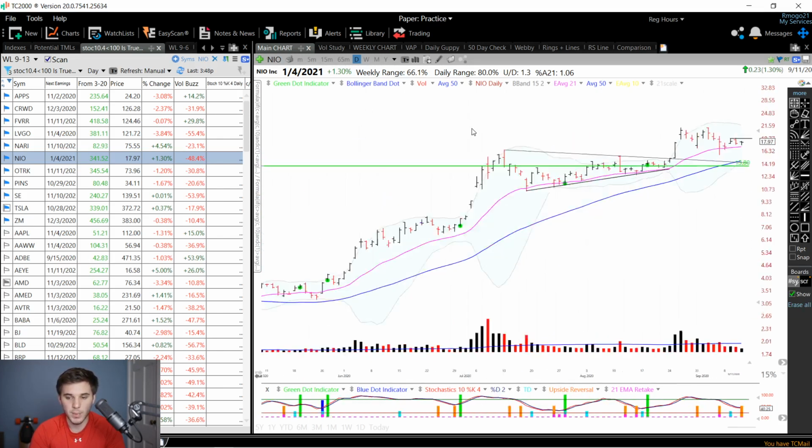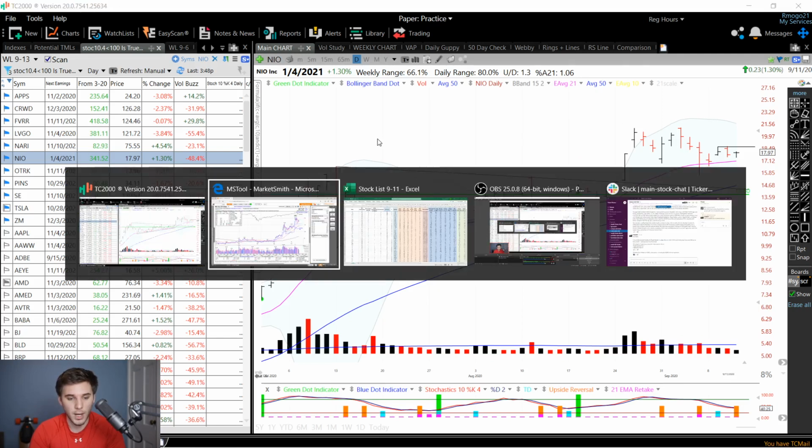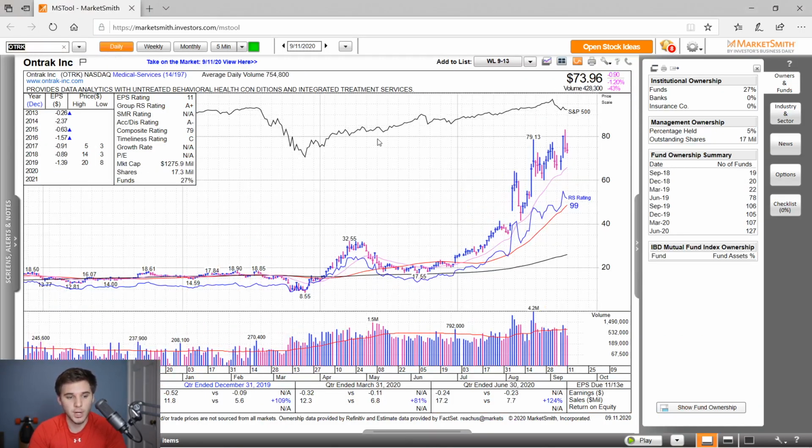So definitely one to watch, especially considering those EV stocks are very hot right now, and this should definitely be on your radar. So that is NIO, and next up we've got OTRK, which is also on my list this past week. And overall, looking at the earnings and sales, you can see it's not yet profitable, but it does have very nice revenue growth.